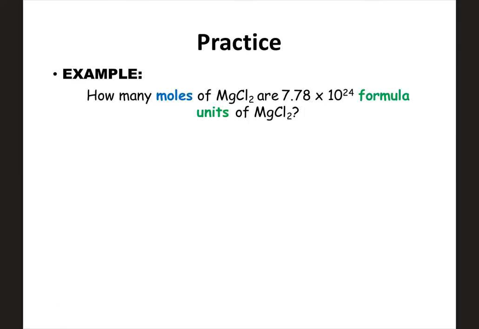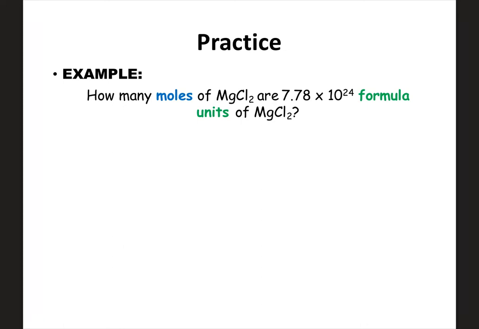If you're feeling good with these problems, maybe you could try this example. Pause the video, try it on your own and see how you did. But in this example, we want to know how many moles of magnesium chloride are in 7.78 times 10 to the 24th formula units of magnesium chloride. And when people see formula units, they always get scared.